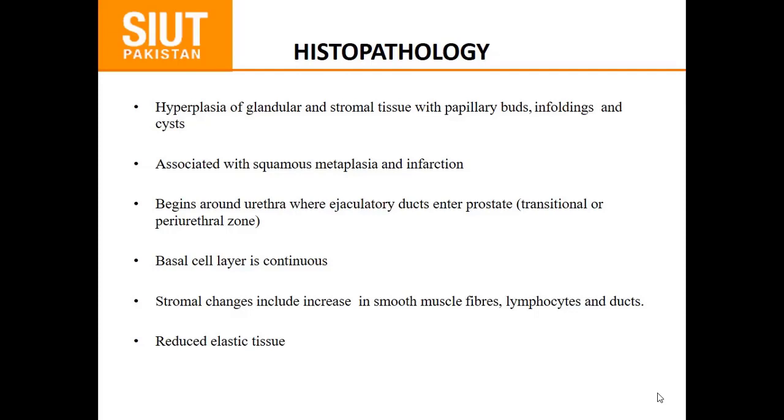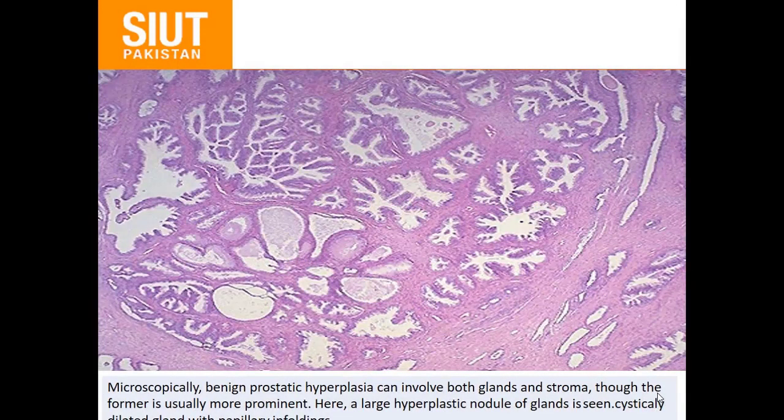The basal cell layer is continuous in BPH. Stromal changes include an increase in smooth muscle fibers, lymphocytes, and ducts, and reduced elastic tissue in BPH. Microscopically, benign prostatic hyperplasia can involve both glands and the stroma. Though the glands are more prominent, a large hyperplastic nodule of glandular tissue is seen, and this is a cystically dilated gland, and these are the stroma still present.